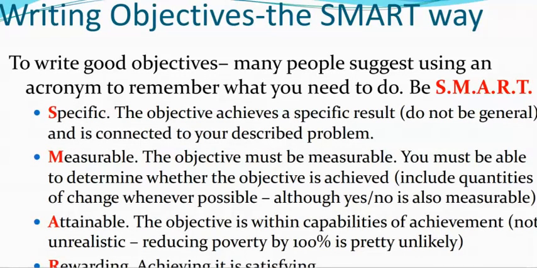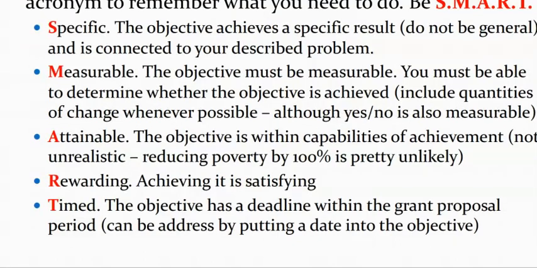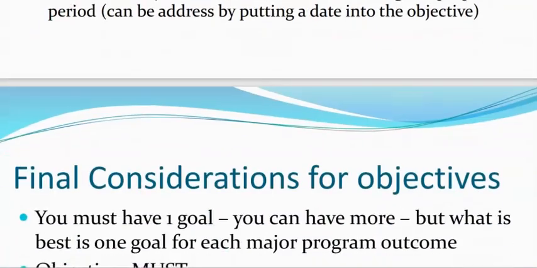So writing objectives a SMART way, and that is specific, measurable, attainable. This says rewarding, but I have often used the R to be relevant and timed. So for this example, specific is the objective achieves a specific result. It's measurable, it can be measured. It's attainable. It's rewarding. Achieving it is satisfaction. Again, I have always had the R as relevant, and it's time. There is a deadline.